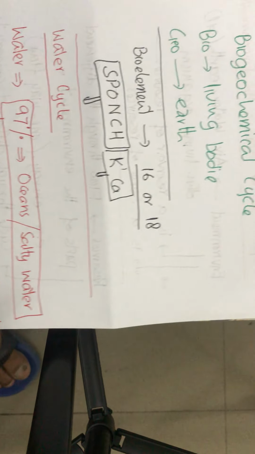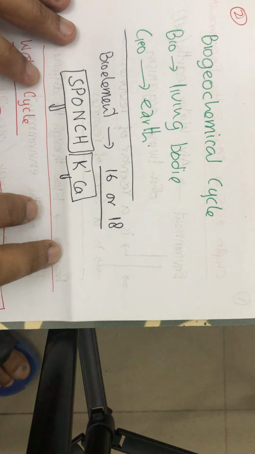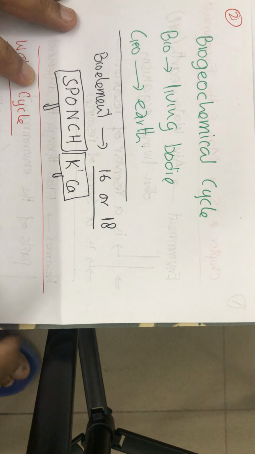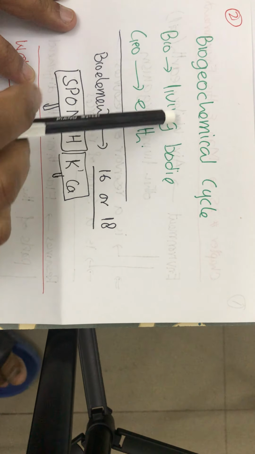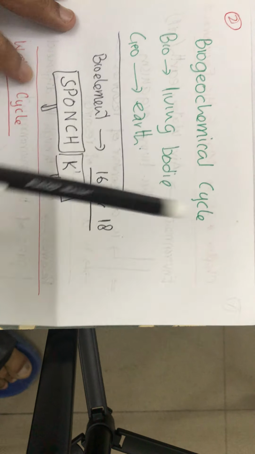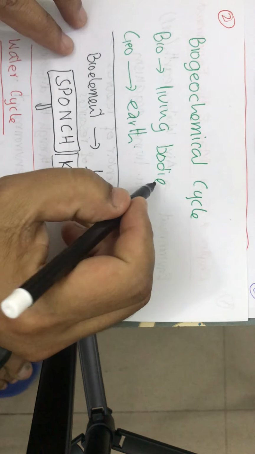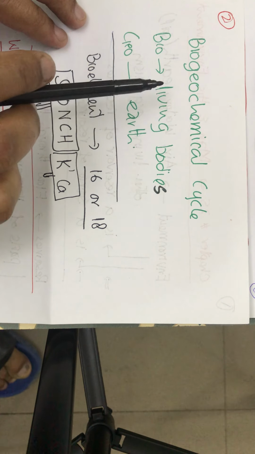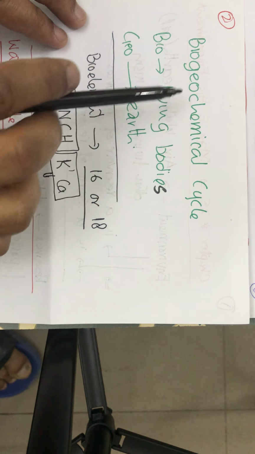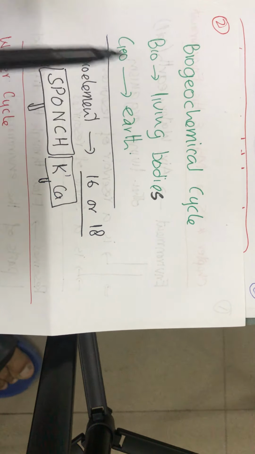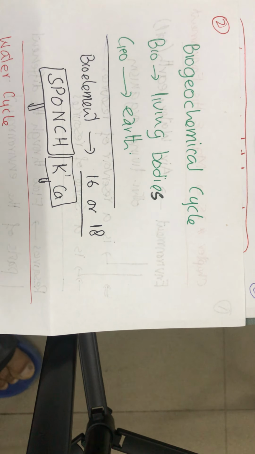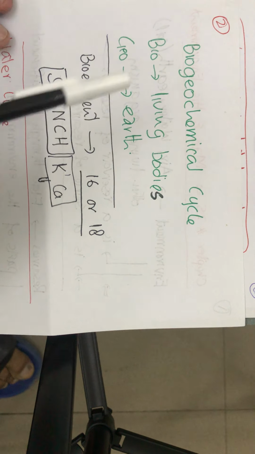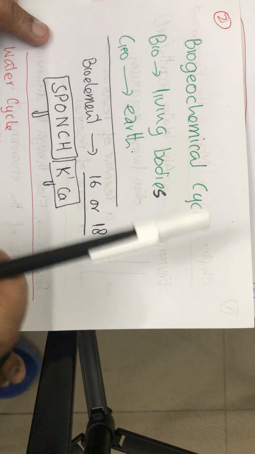That cycling of different types of resources is known as biogeochemical cycles. Bio for living bodies, chemical for the different types of chemicals, geo for the earth. So there is a cycling of different resources, material form of resources, through the living organisms and earth and environment, that is known as a biogeochemical cycle.